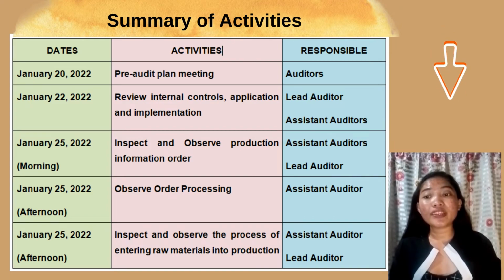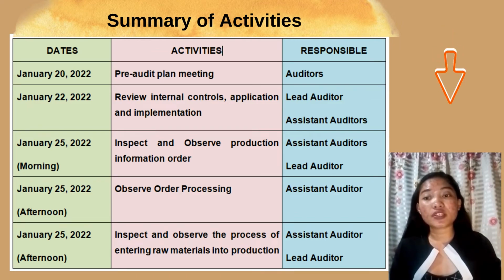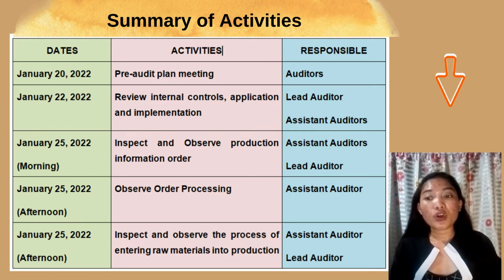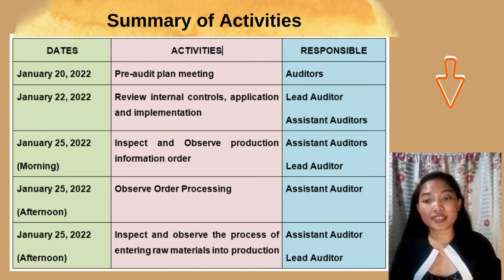For January 25, 2022 in the morning, the activity to be done is the inspection and observation of production information order, and it is to be done by the assistant auditors and lead auditor. For January 25, 2022 in the afternoon, the activity to be done is the observation of order processing, and it is to be done by the assistant auditor.